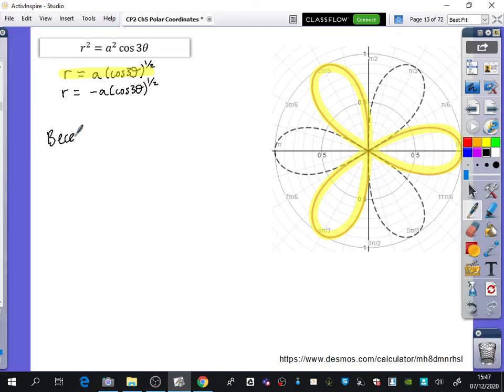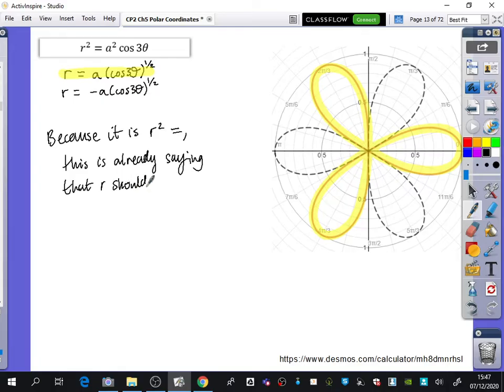Because it is r squared equals, this is already saying that r should be positive. You see the yellow r equals a cos 3 theta to the half. Yeah. Couldn't that also give negative values of r?